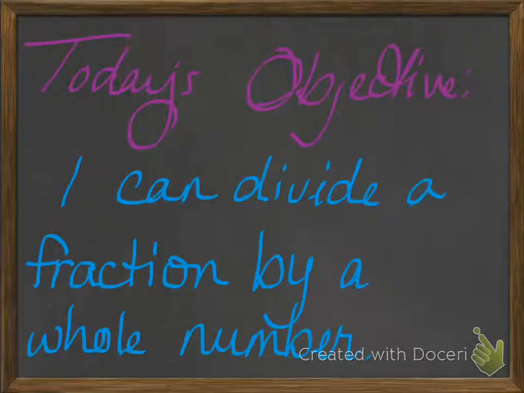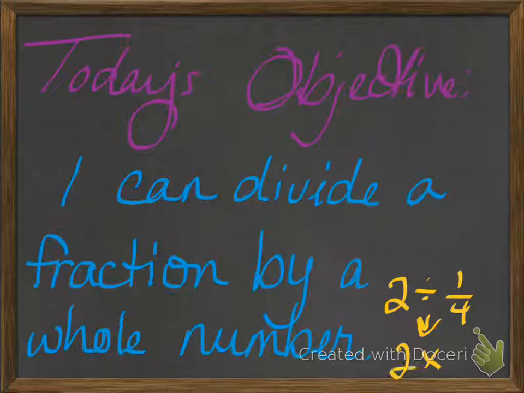Today's objective is I can divide a fraction by a whole number. So yesterday we learned how to divide a whole number by a fraction. And we learned that we need to use the inverse operation and then use the reciprocal of the fraction. Well, it's very similar when we divide a fraction like 1/4 by a whole number. So we're going to learn how to do that today.